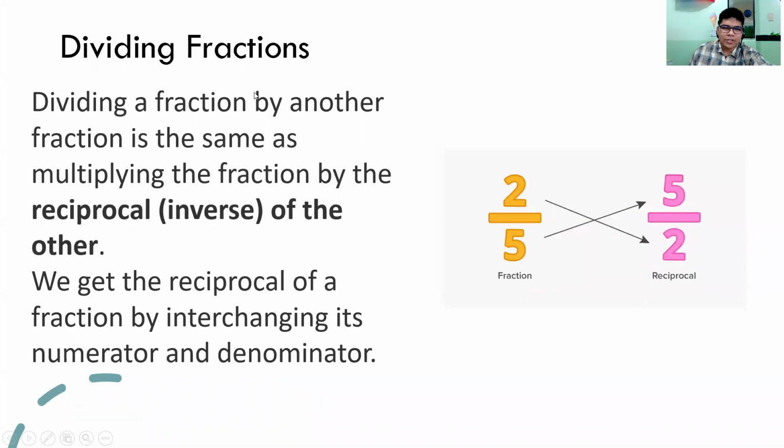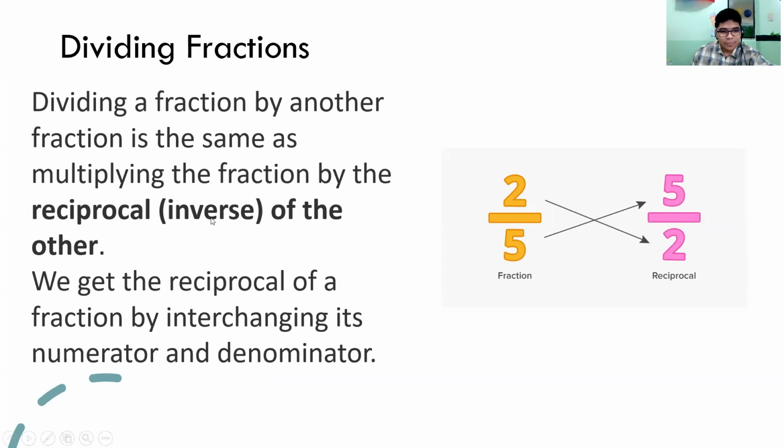Now, dividing a fraction by another fraction is the same as multiplying the fraction by the reciprocal or the inverse of the other. Okay? Since they are inverse ang division and multiplication, we can also treat division as multiplication, but we need to get the reciprocal or inverse of the other fraction.